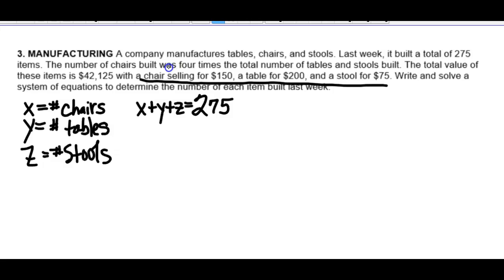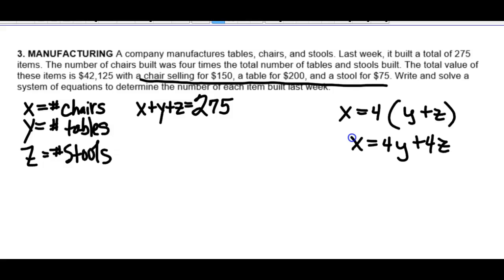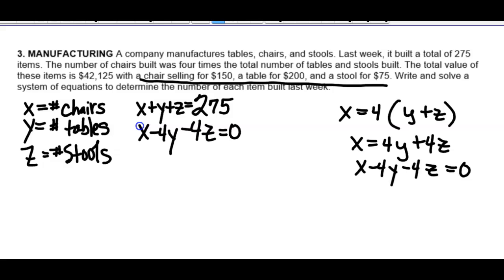And then there's a weird one in here. It says the number of chairs built was 4 times the total number of tables and stools. They built a lot of chairs. So if I distribute and I subtract all this over, there's the equation I get. So that's what I'm going to write: X minus 4y minus 4z equals 0.